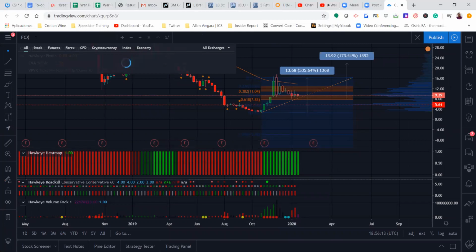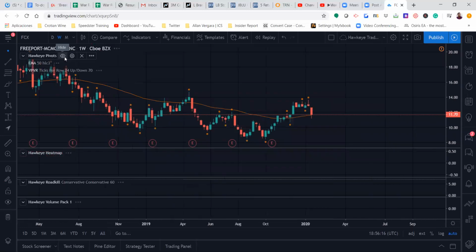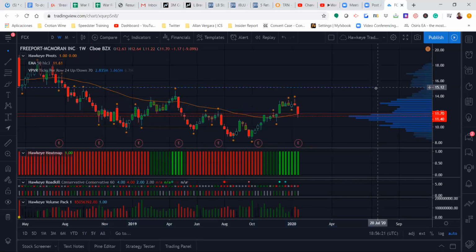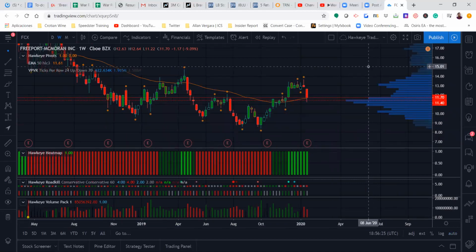Everything goes well. The company reports as you expect, and then the stock goes the other way around. But look at it. I just want to remove this because this is what I wanted to look at. I want you to look at this. What do you see here, Alan? Volume. Strong volume.